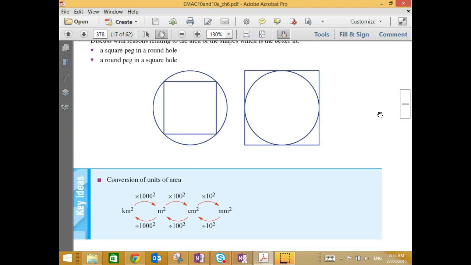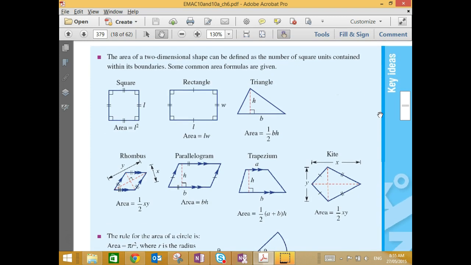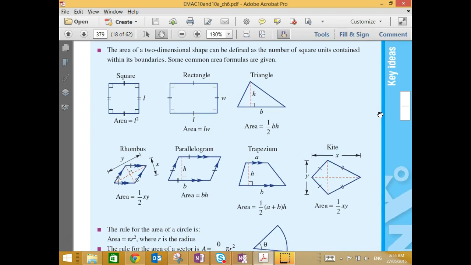Area, yay! What do they call area? Oh, converting units, we'll get to that. The area of a two-dimensional shape can be defined as the number of square units contained within its boundaries. They give you a bunch of rules here.